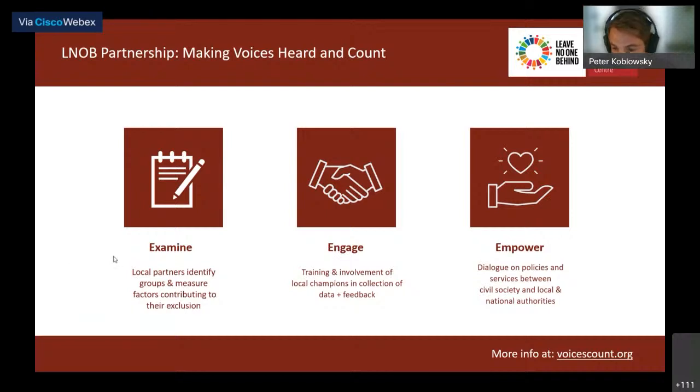The last E is empower. We want to use this data to drive dialogues on policies and the improvement of services to better reflect the situation and to better reach marginalized groups in countries using this data-driven approach.